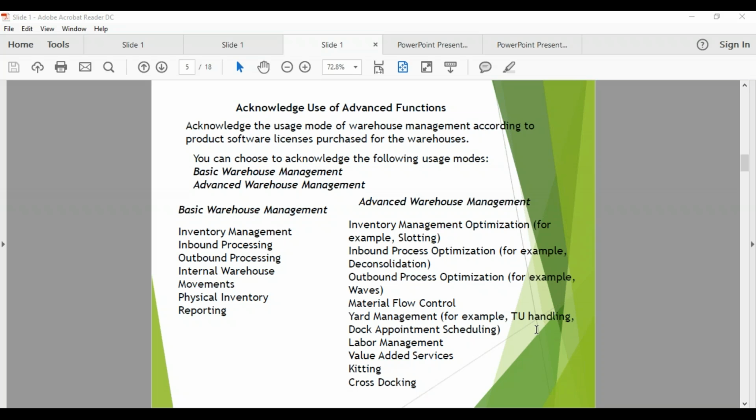Can you just mute? There is an echo. One question here: in my system, I can create, let's say, 10 to 20 warehouse numbers. So do we need to get a license for each warehouse number and for all the users?